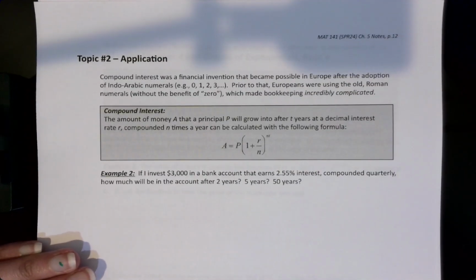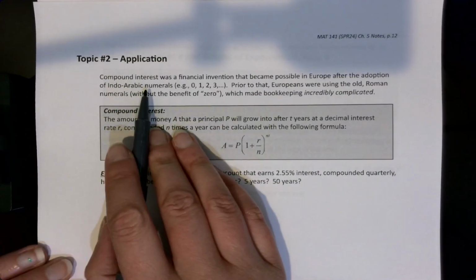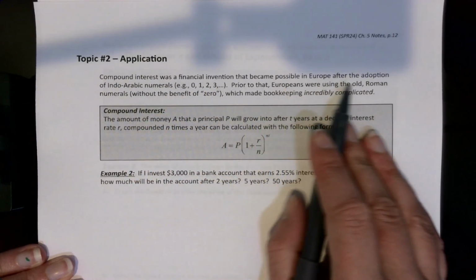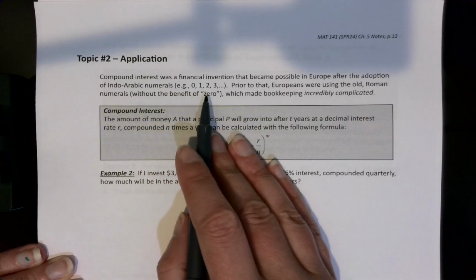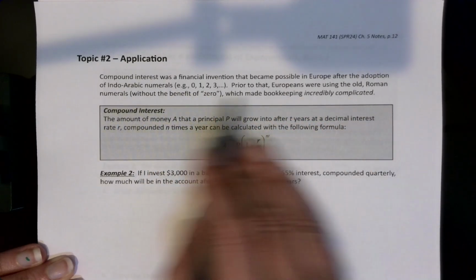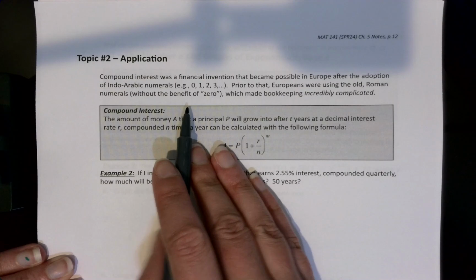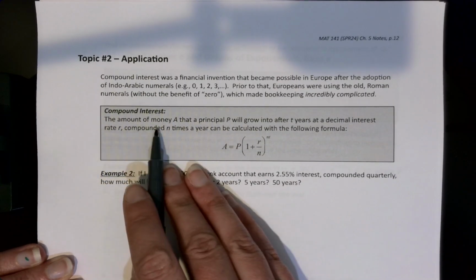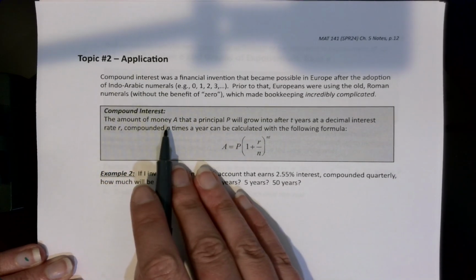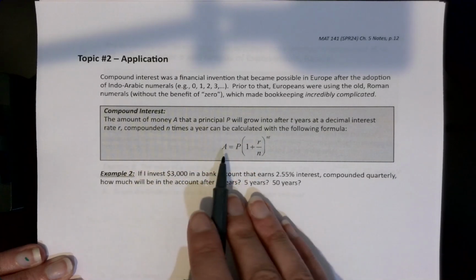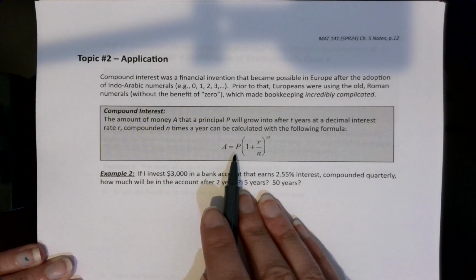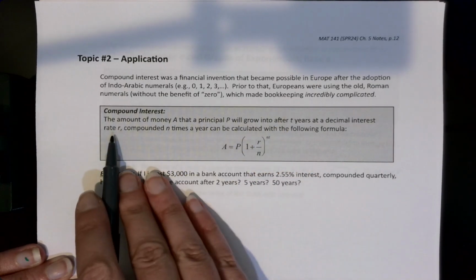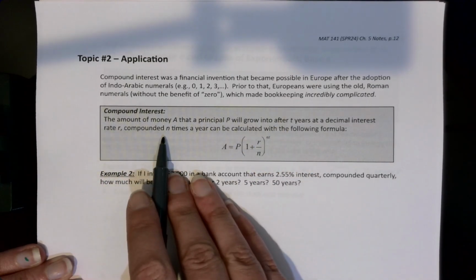Topic 2, application. Compound interest is a financial invention that became possible in Europe after the adoption of Indo-Arabic numerals, as opposed to the old Roman numerals that didn't have the benefit of zero. Compound interest can be defined by this formula, where A is the amount of money after an amount of time, P is the principal, after T years, with interest rate R, and compounded N times per year.